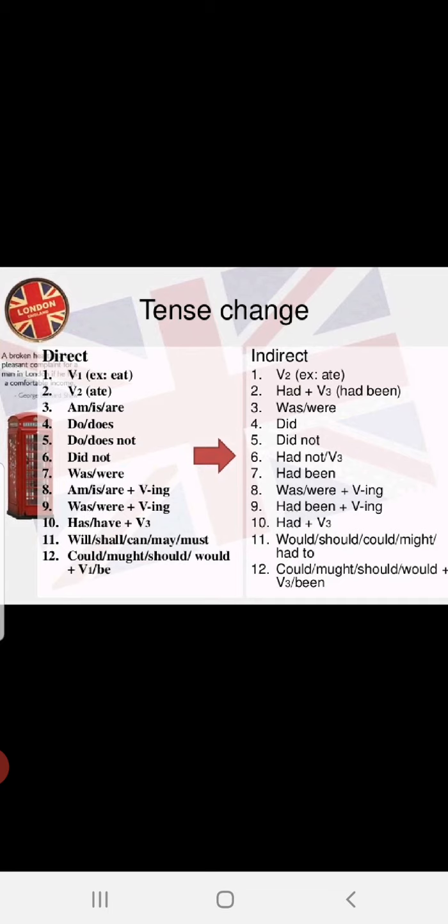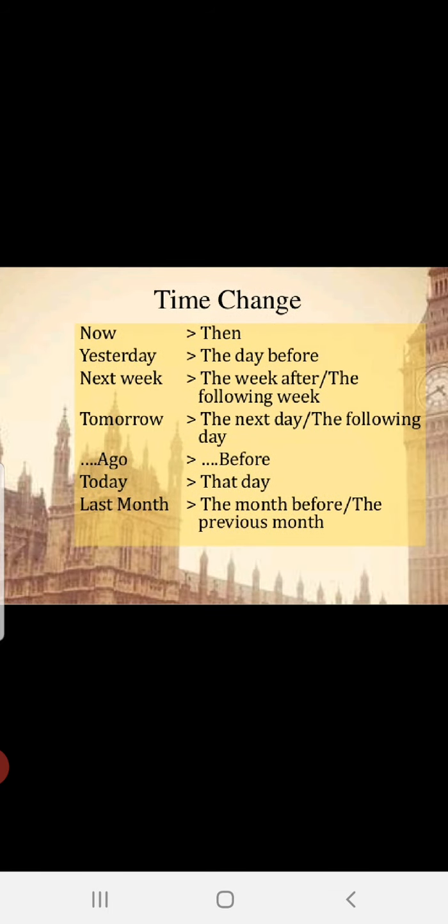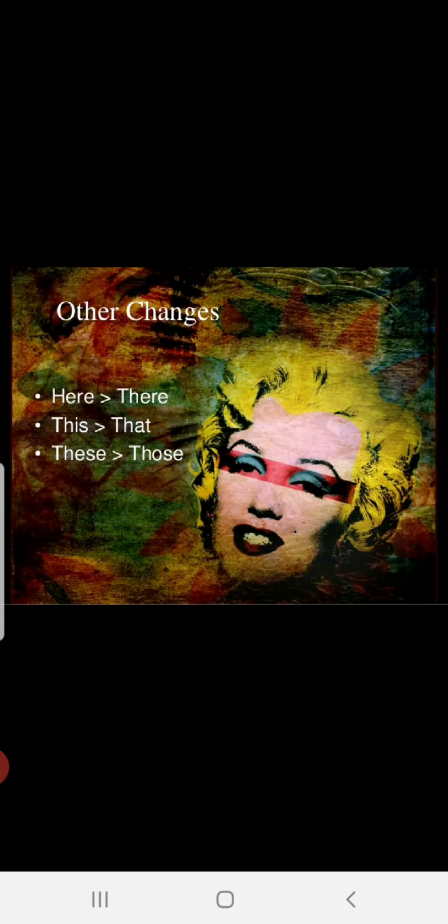Now let us see some more examples for this, and time change. See, now will change to then. Yesterday will change to the day before. Next week will change to the week after. Again, the following week. Tomorrow will change to the next day or the following day. Ago will change to before. Today will change to that day. Last month will change to the month before or the previous month.